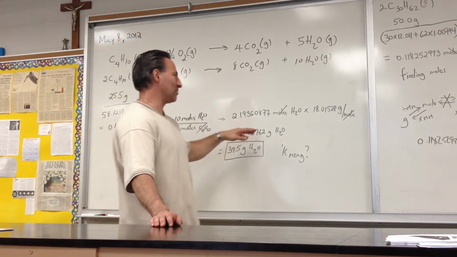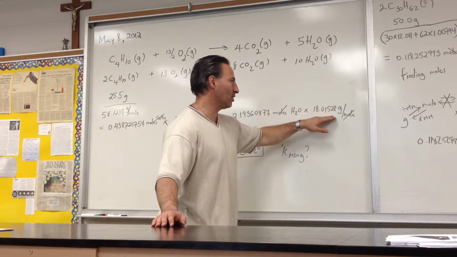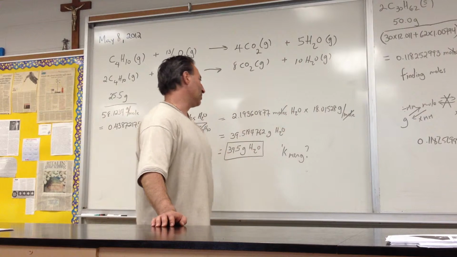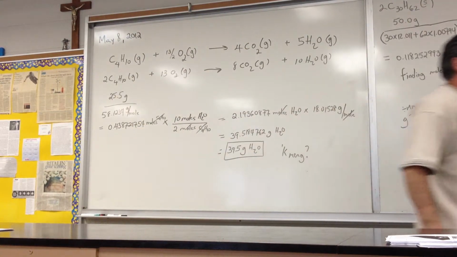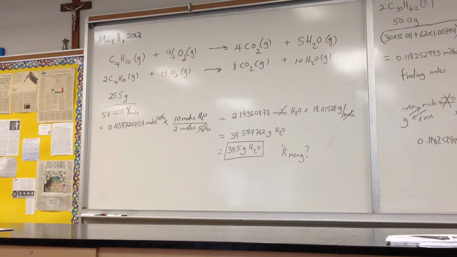Then to find out how many grams of water, we multiply by the molar mass of water, which is 18.015, and we get 39 grams of water being produced. With proper use of significant figures, we are only allowed to report the answer to 3 significant figures, so we report it as 39.5.